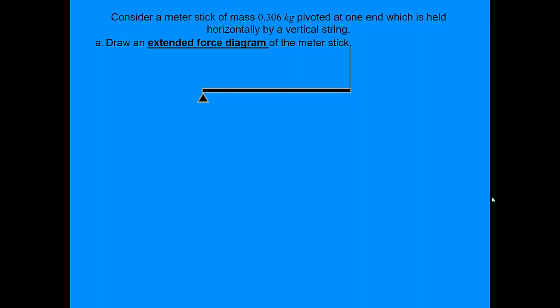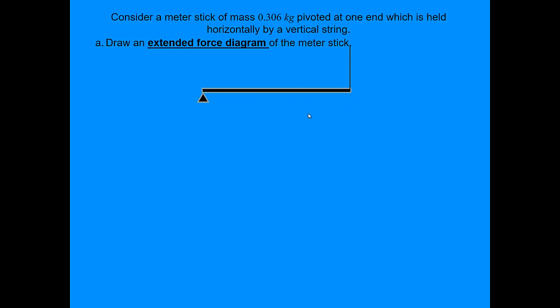Here we have an example, a meter stick. It happens to have this very strange mass, which just makes the numbers work out well, of 0.306 kilograms. It's pivoted at one end, so there's a pivot right here. We could call that a fulcrum, if you wish. Right? So it's on a little knife edge there. And it's held horizontally by a vertical string. So there's a string at the far end holding it up, and it's being held horizontal, right? And it can pivot over here.